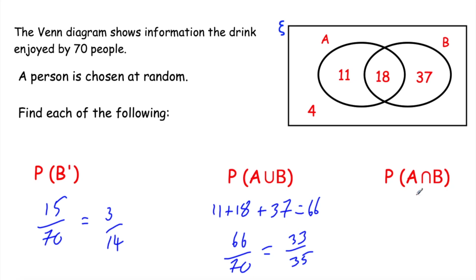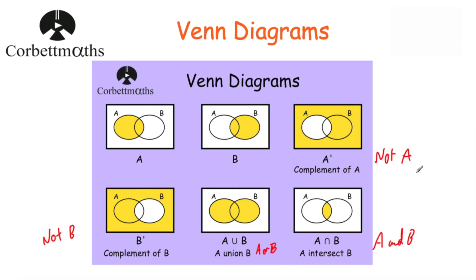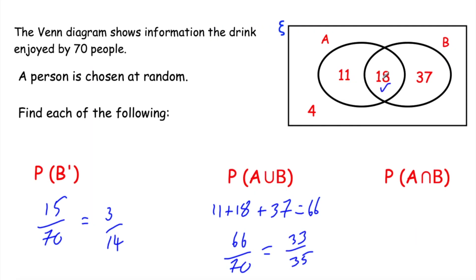Our next one is to find the probability of A intersect B. So A intersect B, that means A and B. If we have a look at our Venn diagram, A intersect B would be A and B, so the region that's both of them. So there's 18 people that like drink A and drink B. So there's 18 out of 70 would be the probability, 18/70ths. And that cancels down to 9/35ths. And that's it. So the probability of someone liking A intersect B, A and B, would be those people there.